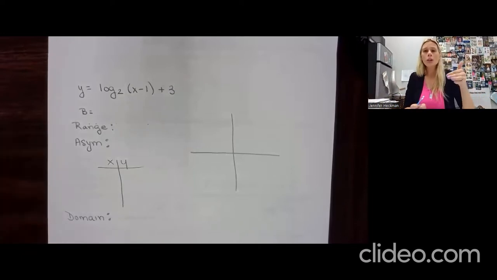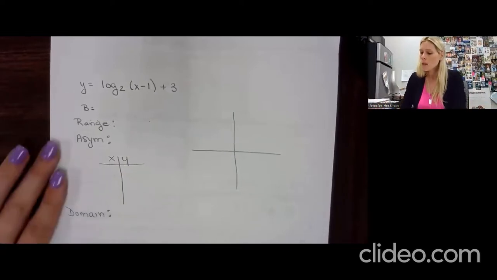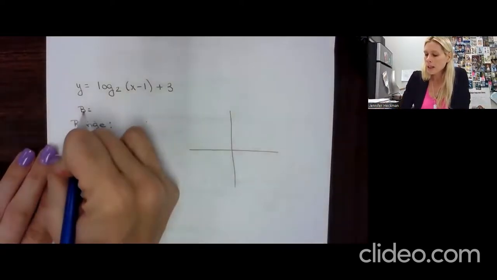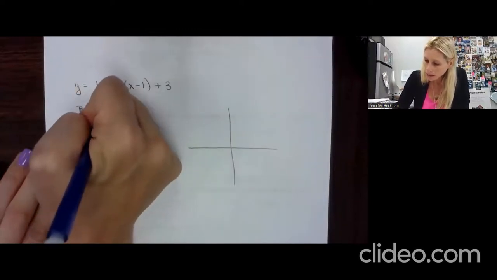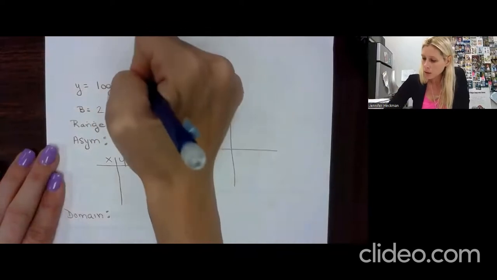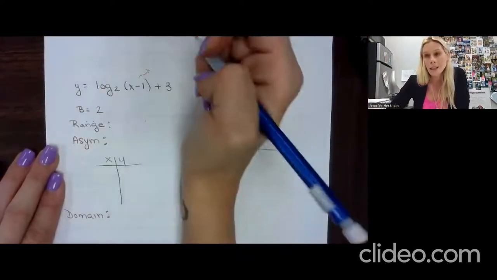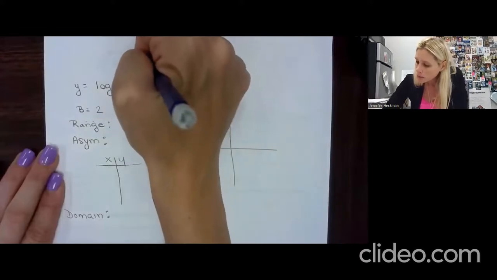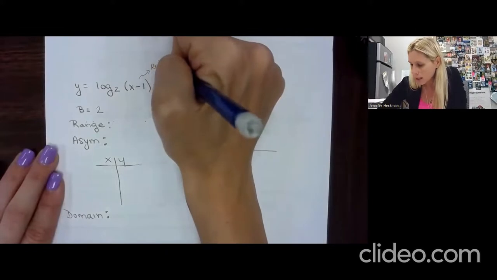So pause your computer right now to write down this example because I'm going right into the example, okay? So again, the b comes from that subscript. So this is going to be a base 2. Now let's go through this. On the inside, it says x minus 1, so we're going to go to the right one. And we're adding 3 on the outside, so we're going up 3.